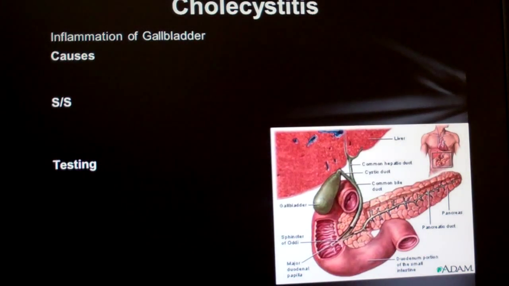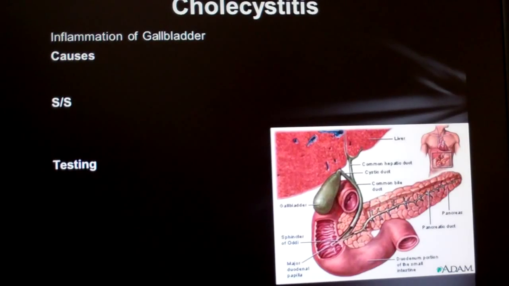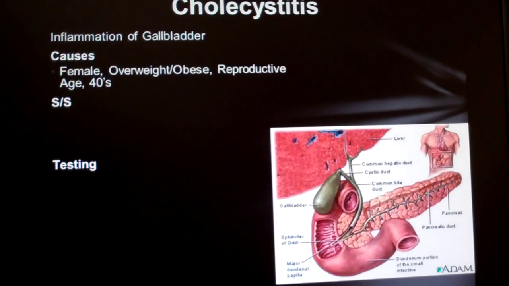Inflammation of the gallbladder is called cholecystitis. It almost always occurs associated with gallstones, and it's one of the most common reasons for abdominal surgery.